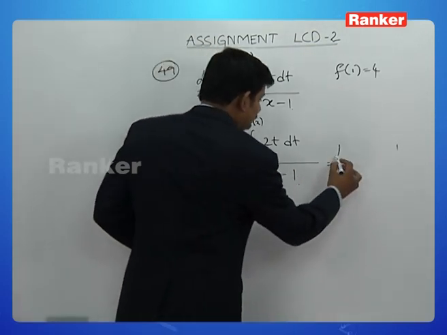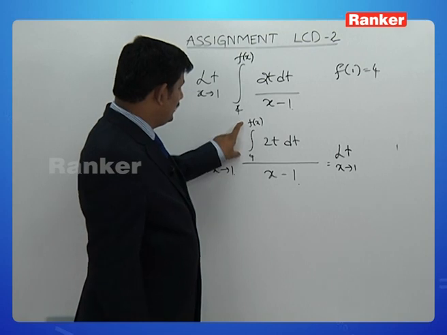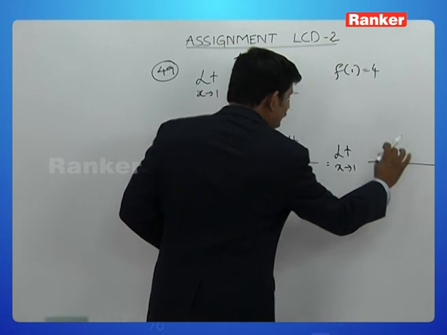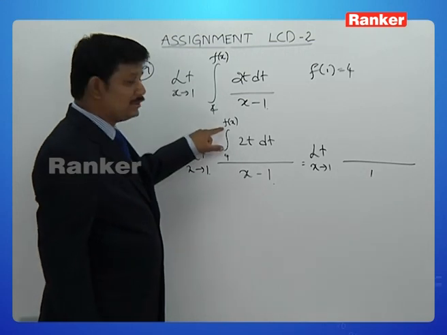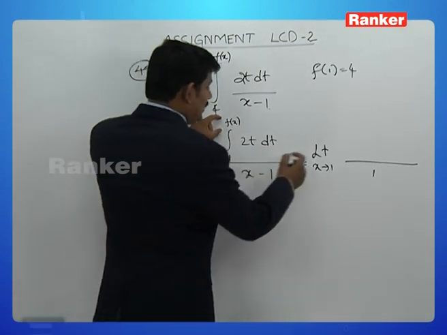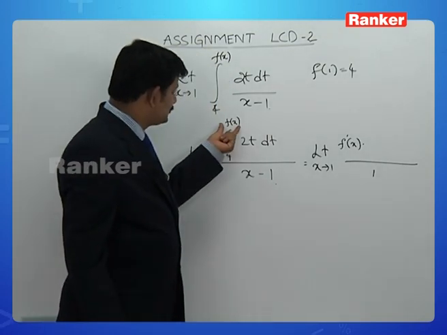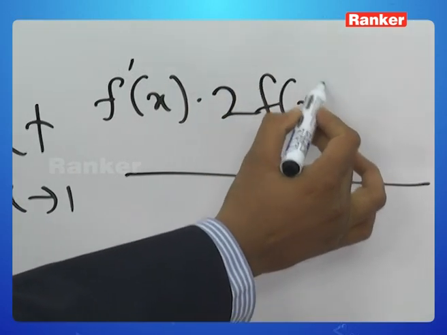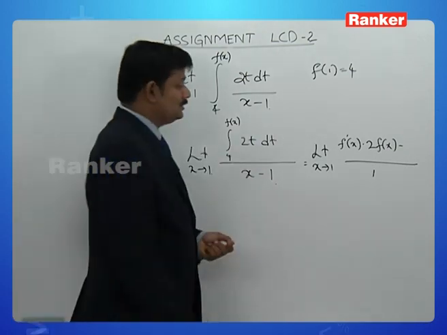L'Hospital rule says that this limit is equal to the limit as x tends to 1 of the derivative of the numerator divided by the derivative of the denominator. The derivative of the denominator is 1, and in order to find the derivative of the numerator, let us use the Newton-Leibniz theorem, which says the derivative of a definite integral is the derivative of the upper limit, f dash of x, into the integrand with the upper limit substituted in place of t, 2f of x, minus the derivative of the lower limit, which is 0, into whatever, is 0.